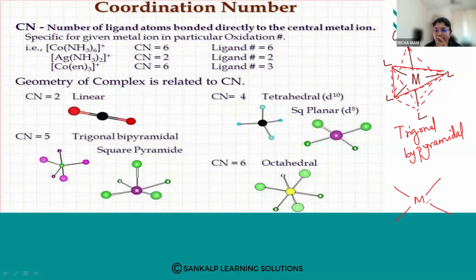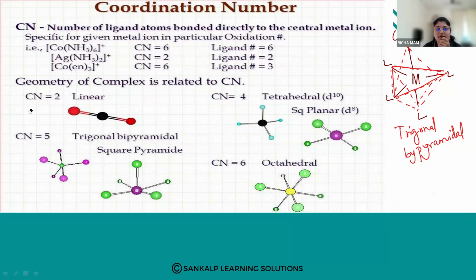Square pyramidal. So metal in the center, then four ligands at four corners. Bipyramidal means what? Again, we will join this, just a second. So like this. This is your square, and here will be again two ligands. Sorry, square pyramidal, not bipyramidal. This is your square pyramidal.